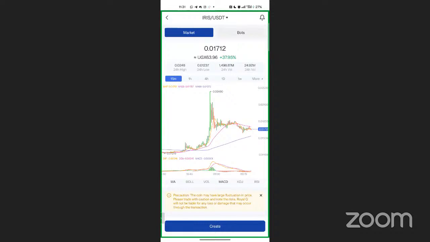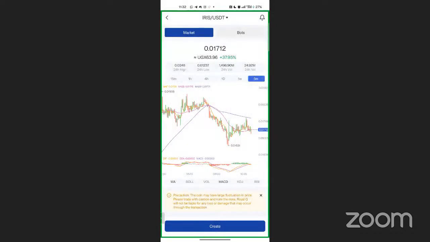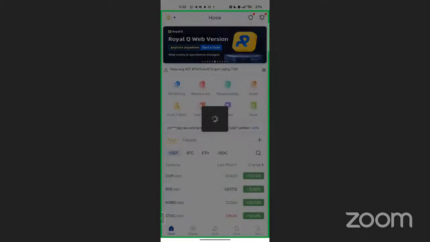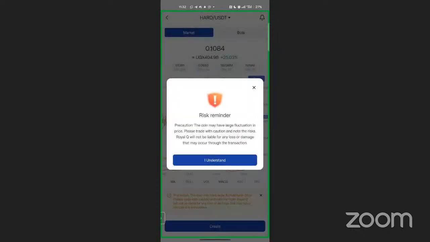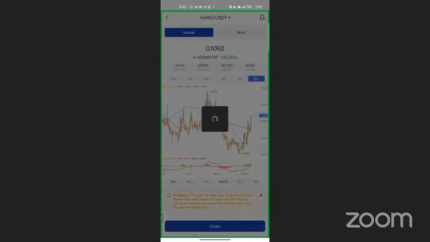Maybe I lower down. I come down to, let me say, 5 minutes. I look at it. This one I will not trade. Then I move away. There is one pumping here called Hard. I look at it in 5 minutes. The right time for trading was down here, but let's go down, let me say, in 3 minutes.